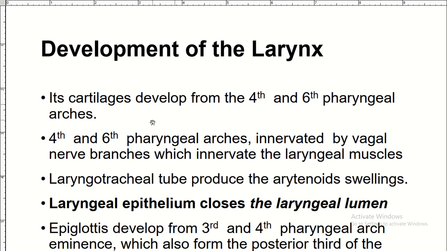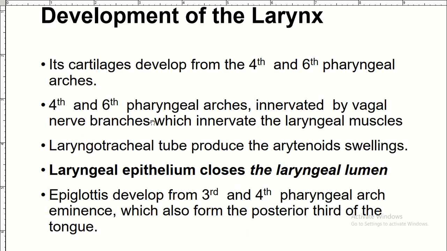We have the left recurrent laryngeal nerve that is responsible for phonation. Remember that, right? So the laryngotracheal tube produces what are called arytenoid swellings. We're going to talk about it later. These arytenoid swellings are the ones that are going to form things that have to do with your vocal cords, your true and false vocal cords that are responsible for phonation.